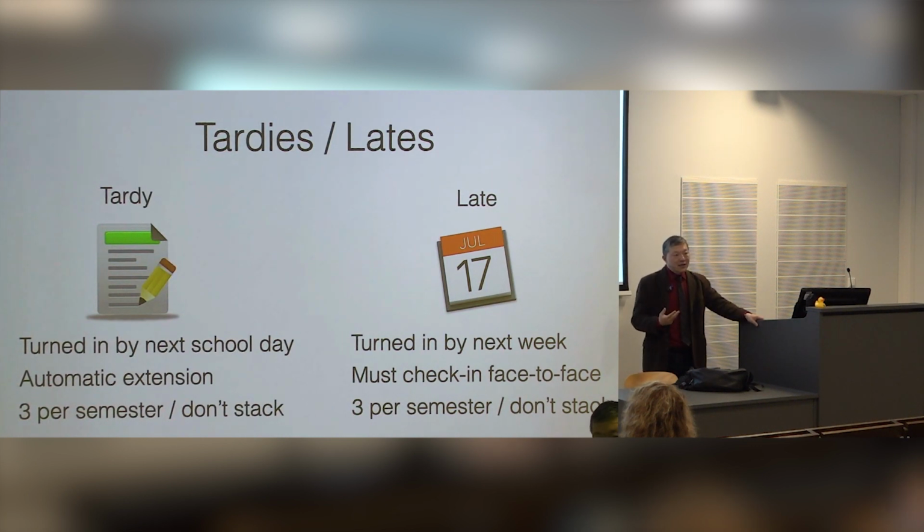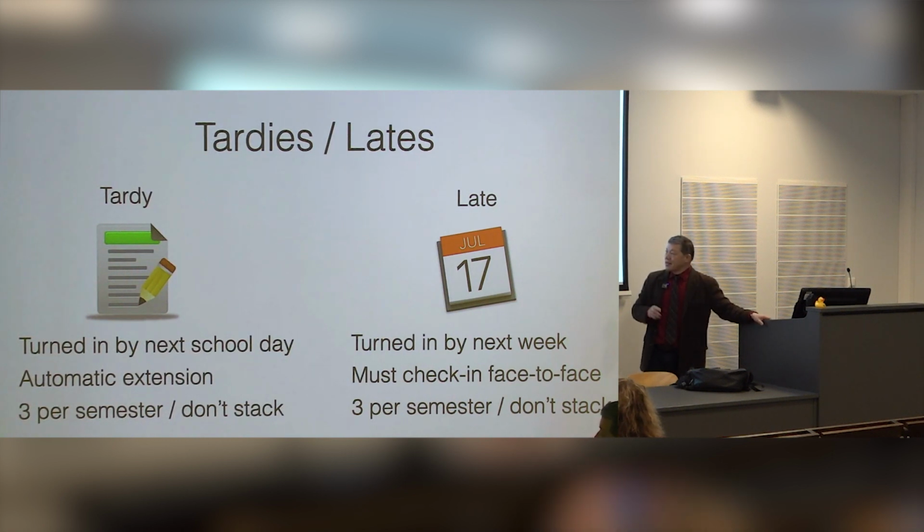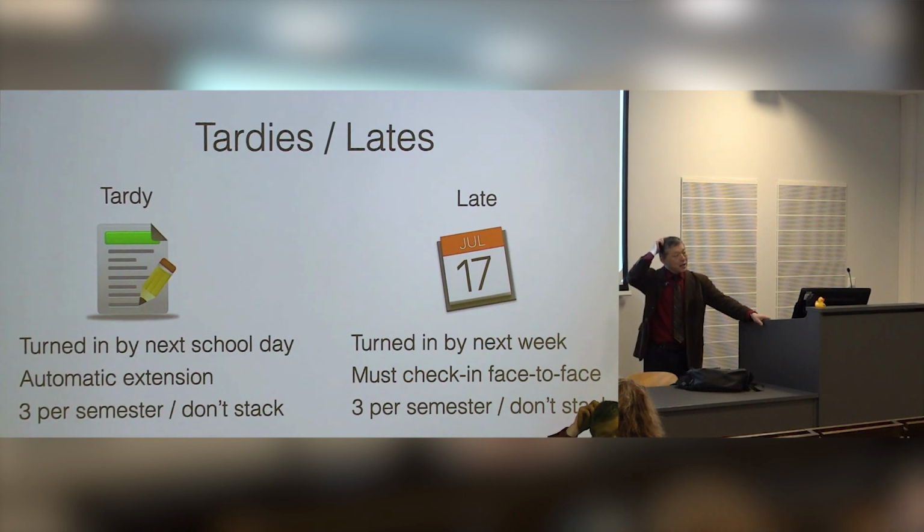If they miss a deadline, they have 1 school day to turn the assignment in, and then I'll take away one of their 3 tardies, and I'll grade it as if it came in on time. It's an automatic extension. They don't even need to tell me, as long as they turn it in within a school day after it was due. So if it's due on Friday, they have until Monday. They get 3 each semester, and they can't use 2 at once to get a 2-day extension. They don't stack that way.